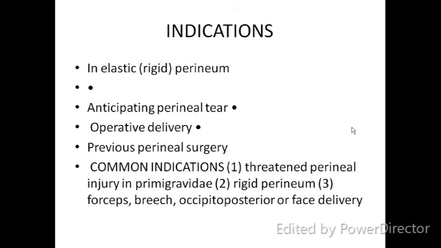So what are the indications? In an elastic or rigid perineum, like in a primary patient, anticipating perineal tear. Also in a multipara, when the patient has a second or third normal vaginal delivery, but the baby weight is more. When we think the perineum is already very lax in second, third delivery and the delivery is very easy, but in case of a big size baby it's difficult.